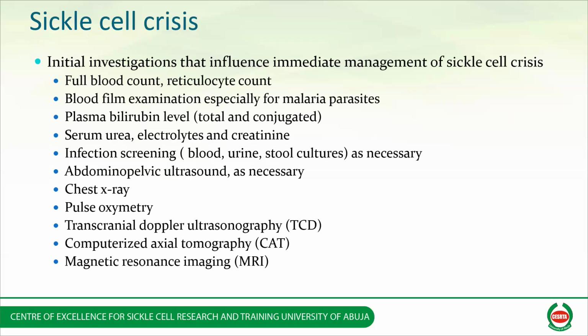Initial investigations that influence immediate management of sickle cell include full blood count, reticulocyte count, blood film examination, especially for malaria parasites, plasma bilirubin level, total and conjugated, serum urea, electrolytes, and creatinine, infection screening, blood, urine, stool cultures as necessary, and abdominal pelvic ultrasound as necessary, chest x-ray, pulse oximetry, transcranial Doppler ultrasonography, computerized axial tomography, magnetic resonance imaging.